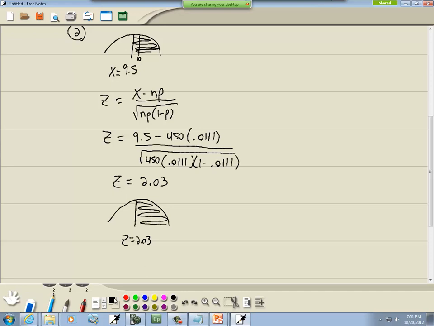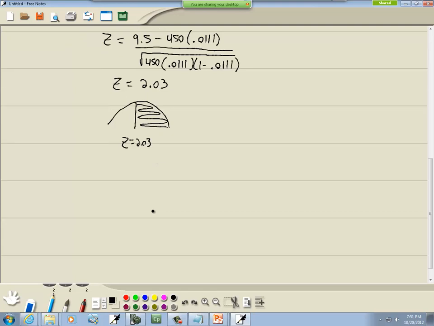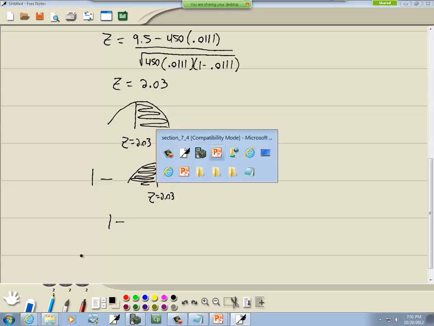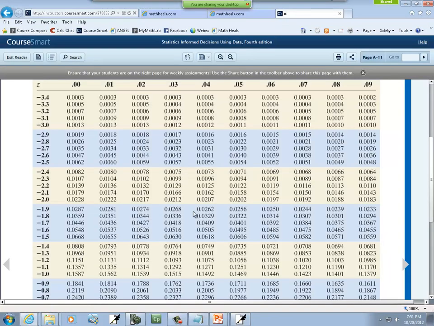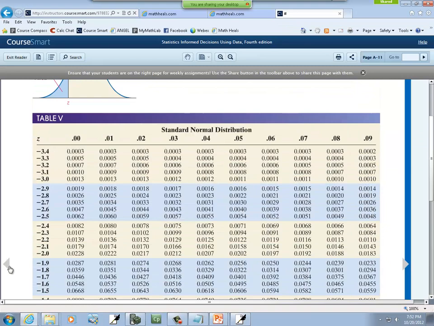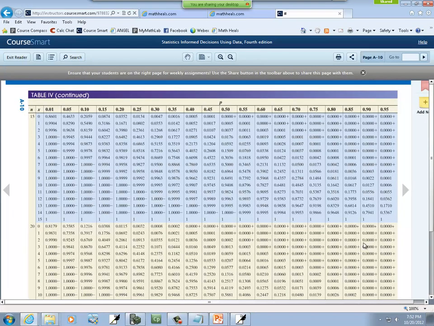The problem with that is our table is based upon the area to the left. Well, I can do 1 minus the area with z equal to 2.03 shaded to the left, because 1 is everything, the entire thing shaded. If I subtract off the area to the left, that'll leave me the area to the right, which is what I want. So let's go look up 2.03.